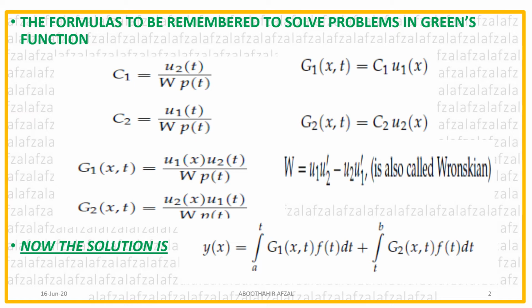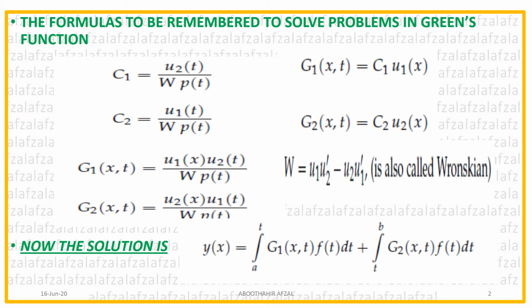where g1 and g2 are the Green's function at the two neighboring points separated by epsilon to epsilon. The constant c1 is given by u2 by wp, where p is the function coming in the second term of the SL operator, and w is called the Wronskian, which is u1 u2 dash minus u2 u1 dash, where u1 dash refers to the first derivative of u1.